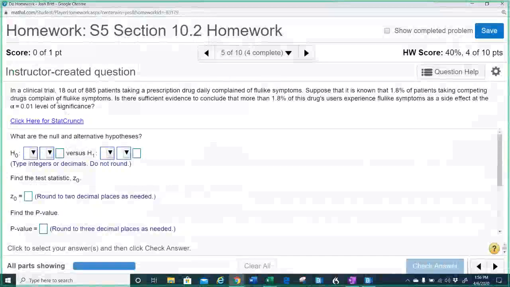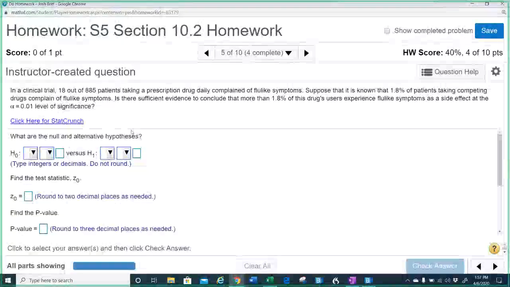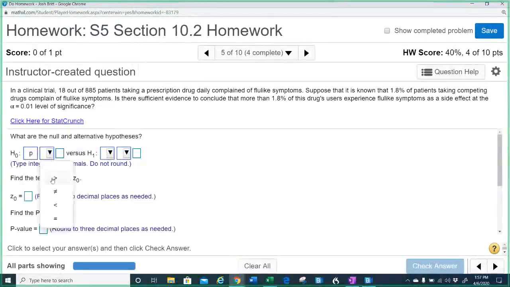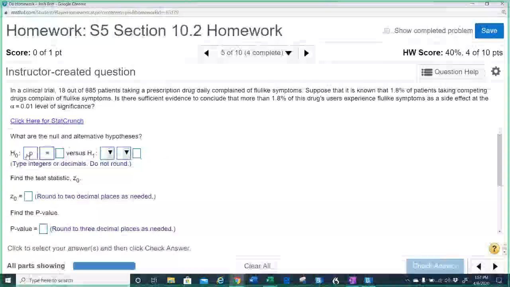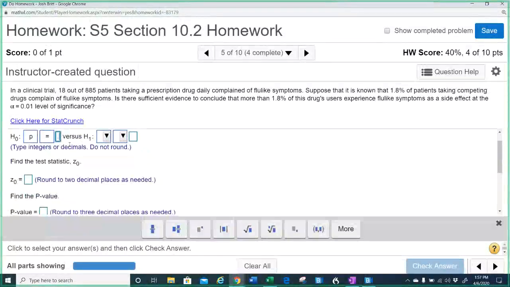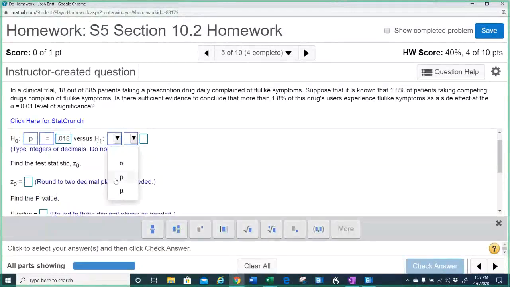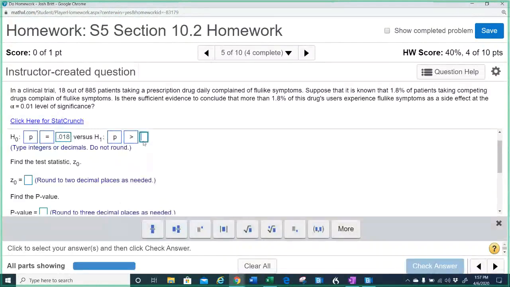All right, clinical trials. 18 out of 885 patients taking a prescription drug daily complained of flu-like symptoms. Suppose it is known that 1.8% of patients taking competing drugs complain of flu-like symptoms. Is there sufficient evidence to conclude more than 1.8%? So that's the researcher's hypothesis. So we're going to say the null is always equal to, again, 1.8%. And then the researcher thinks the proportion is greater than 1.8%.